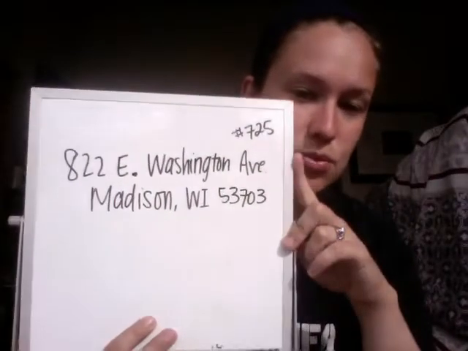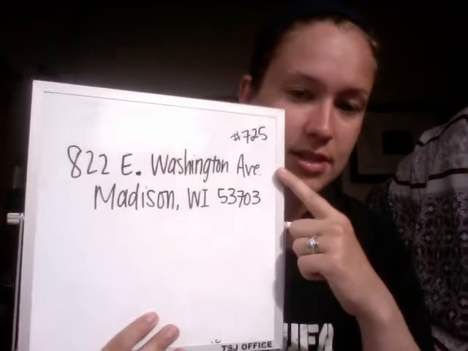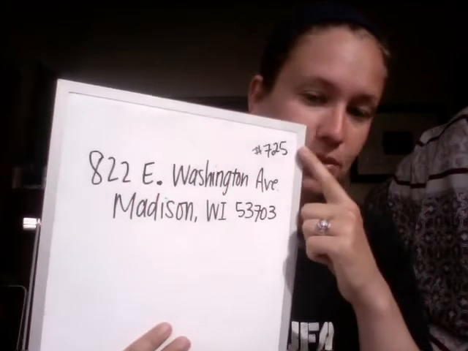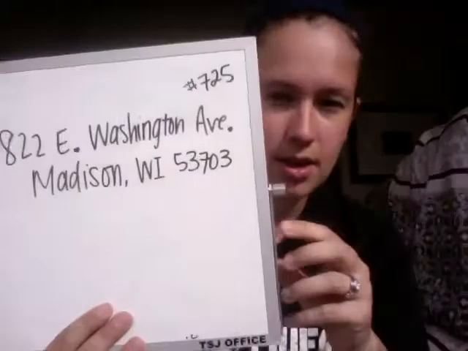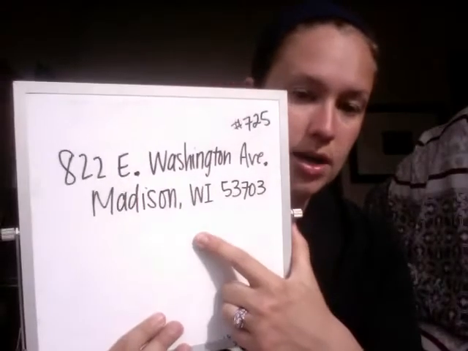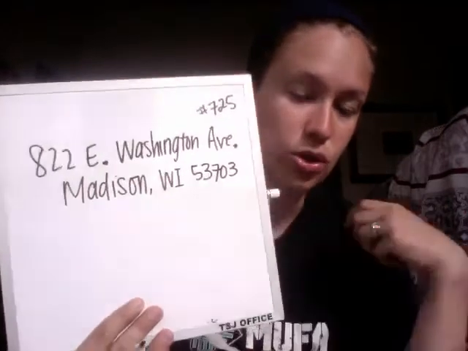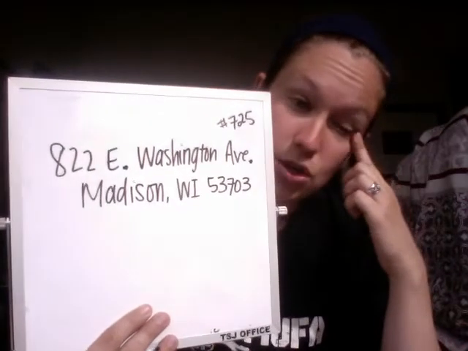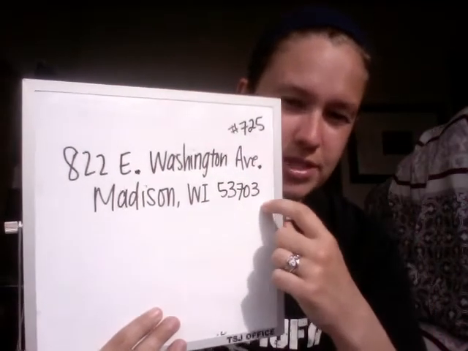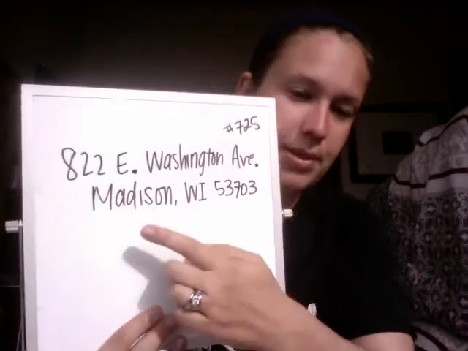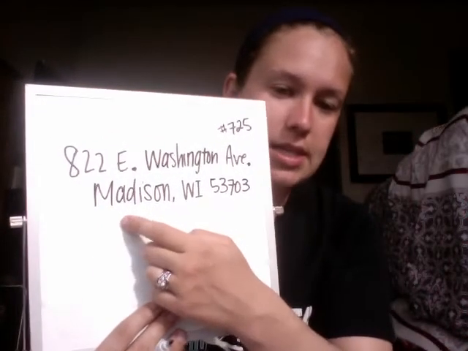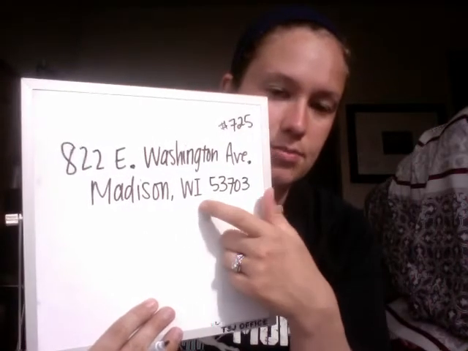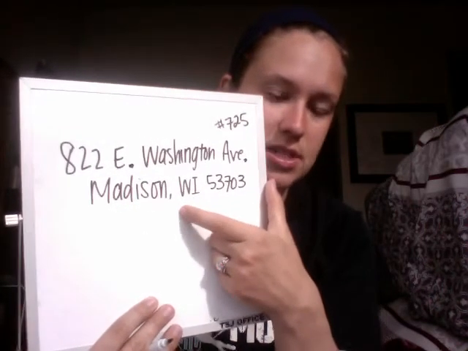So 822 East Washington Ave. Ave is abbreviation for avenue. Number 725. My periods aren't showing up very well, are they? Madison, comma, Wisconsin, which is the postal code is WI, followed by my zip code. So your zip codes are probably all a little different from mine, and you may not be in Madison, but remember it's city, comma, state, postal code. So we all should have WI. Okay.